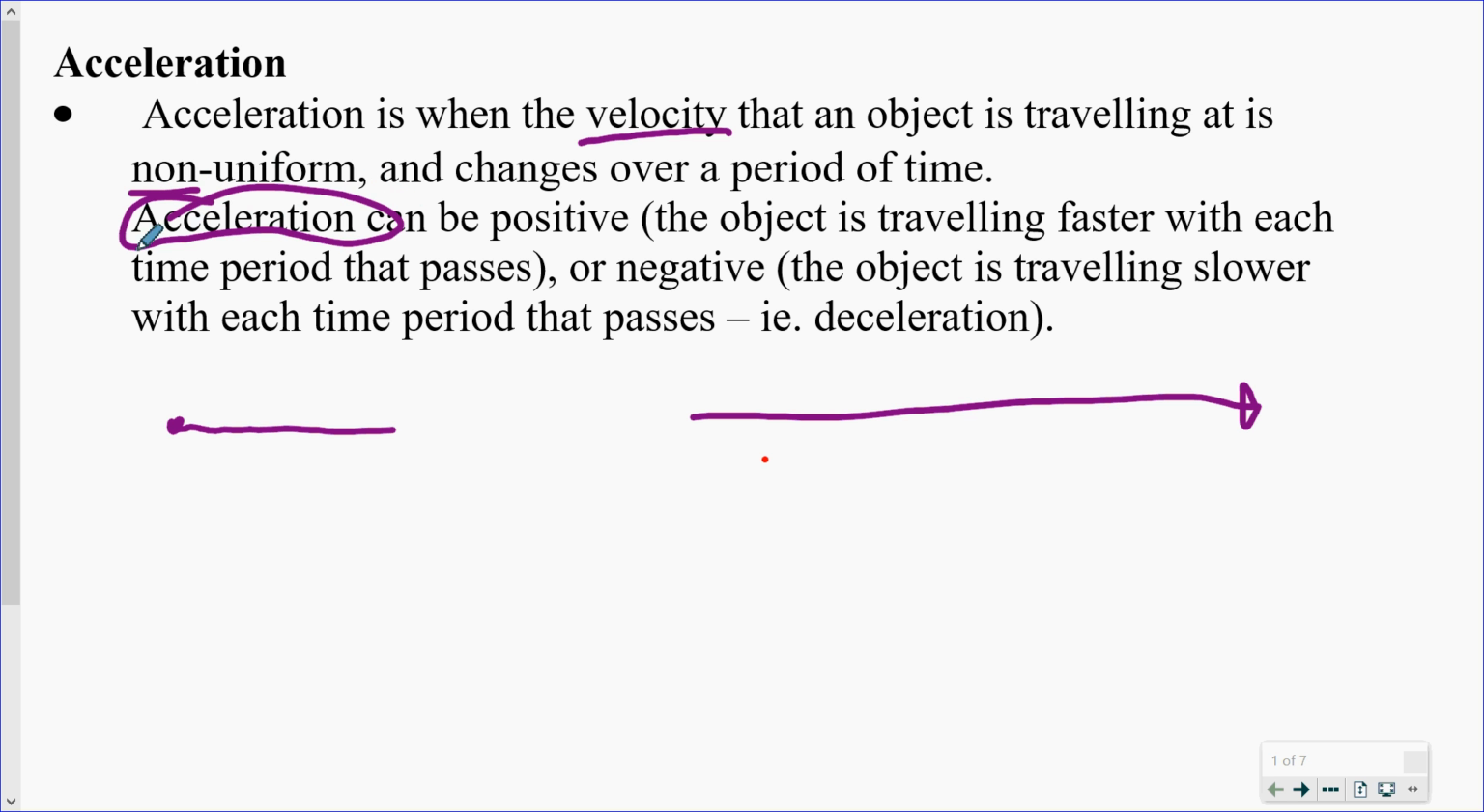That's exactly what it means: the object, the car, you, is traveling faster and faster with each time period that passes. When you step on the accelerator at the green light, you have positive acceleration. You're going faster and faster. When you reach a red light and you slow down, you have negative acceleration, also referred to as deceleration.